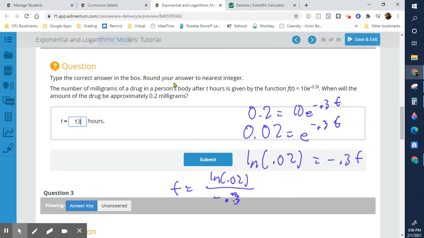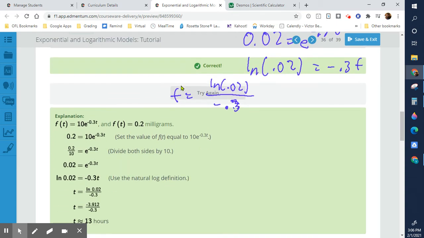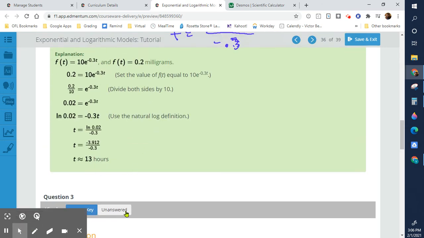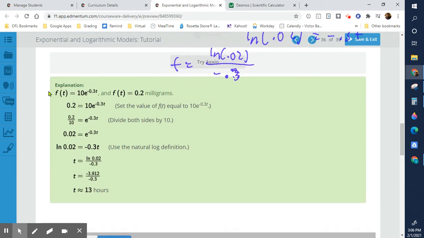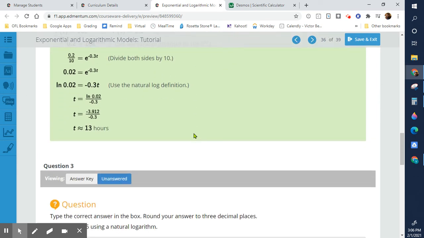Number of milligrams of a drug in a person. So how long it takes for a drug to how much of a drug is still left in the human body. So let's go in here. Okay. And then you can see the steps here if you want to take another look at how they did it, as they have it typed out nicely.